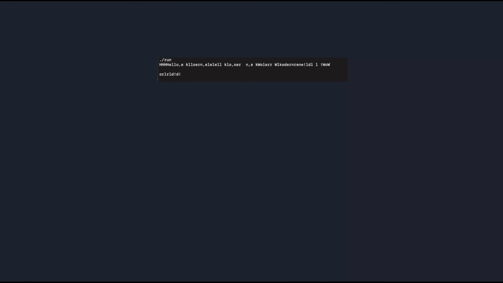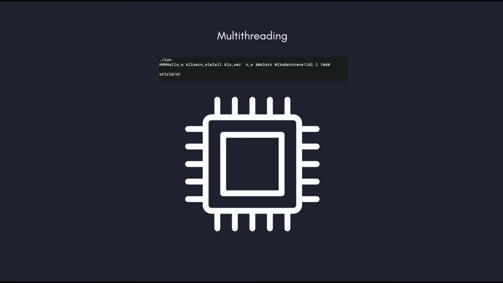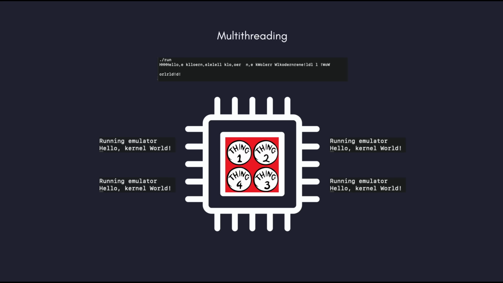Now, the problem that we're seeing here is multi-threading. Our CPU isn't just one CPU. Internally, it's actually 4 different CPUs all working completely in parallel. And all of them just so happen to be executing our kernel code, which means that all of them are emulating our kernel separate from each other. Each of them are printing this hello world to the UART device, and it just so happens to come out like that because all 4 of them are trying to write to it at the same time.